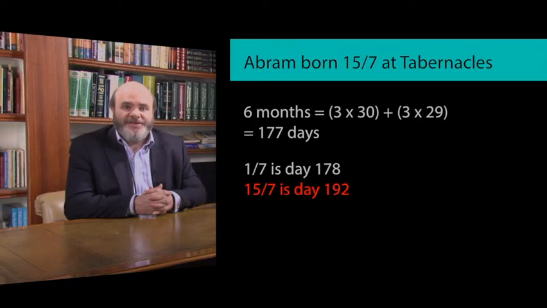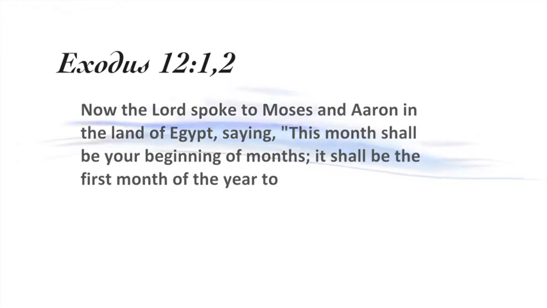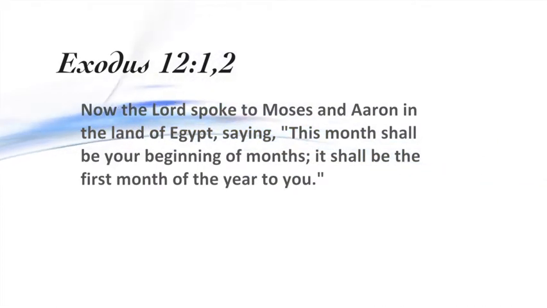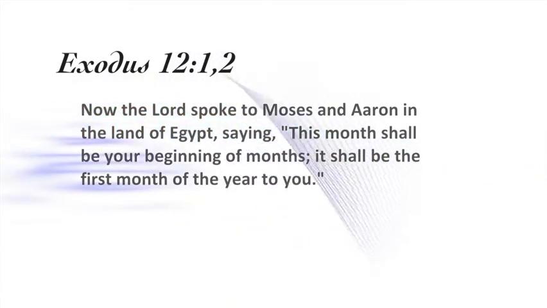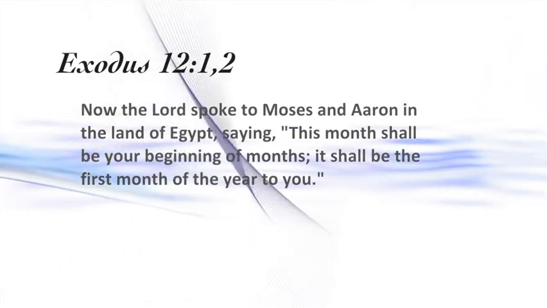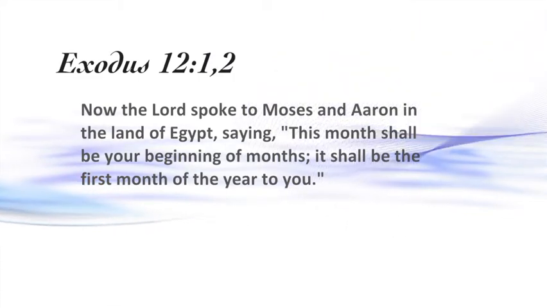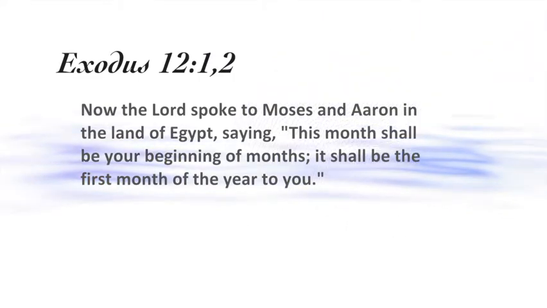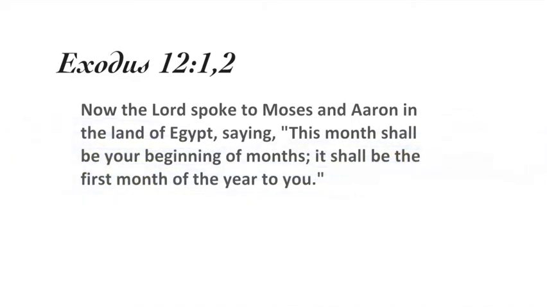The solution is the calendar change that God instituted 2 weeks before the Exodus as the new month was beginning. We read in Exodus 12:1-2, "Now the Lord spoke to Moses and Aaron in the land of Egypt, saying, This month shall be your beginning of months. It shall be the first month of the year to you." Often, a new dispensation is marked by a change of calendar. In this case, the change was in the start of the year, moving from the autumn to the spring.